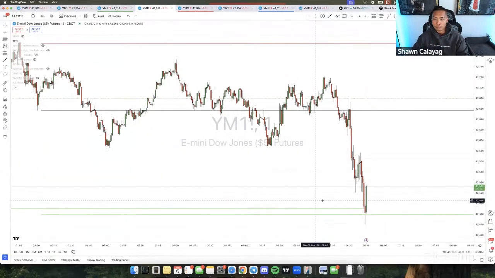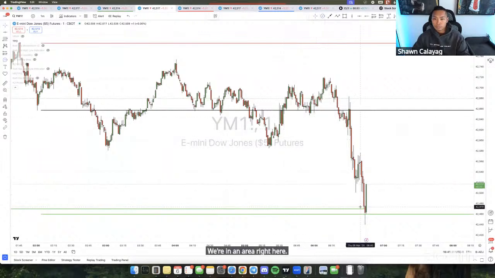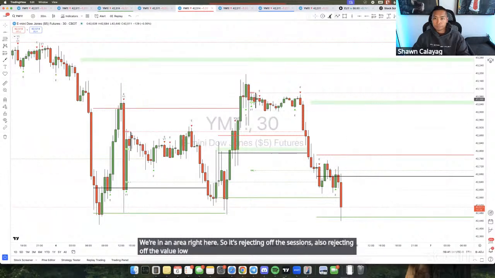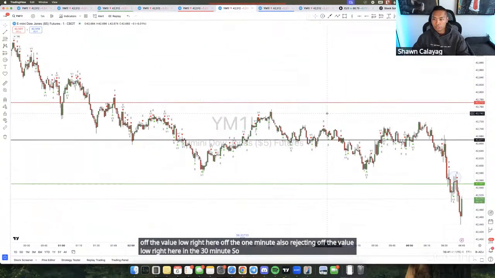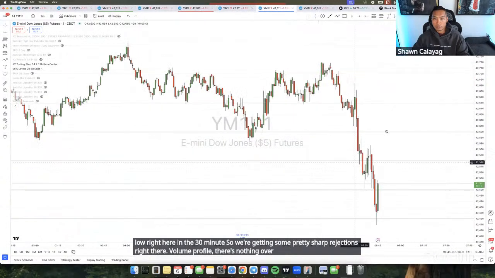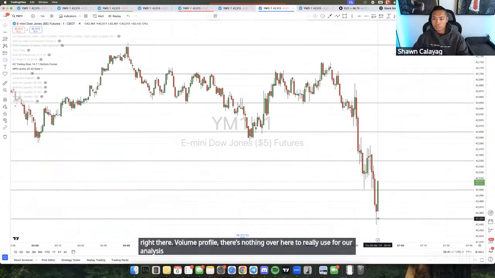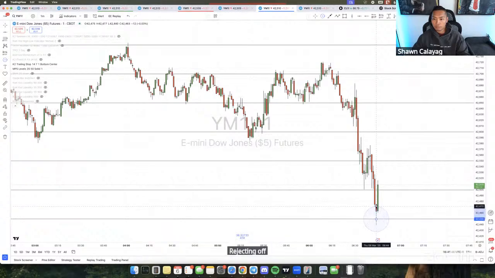We're in an area right here. It's rejecting off the sessions, also rejecting off the value low on the 1 minute, and also rejecting off the value low on the 30-minute. So we're getting some pretty sharp rejections right there. On the volume profile, there's nothing over here to really use for our analysis. Also on the clean chart, rejecting off the 450 price point right here.